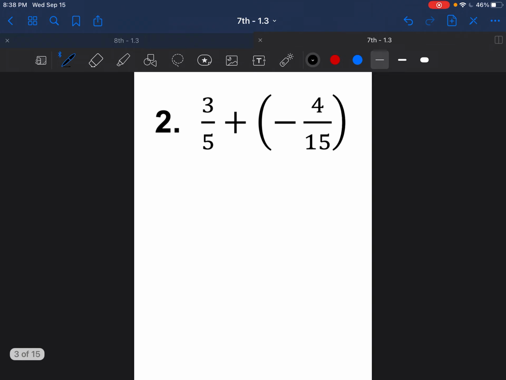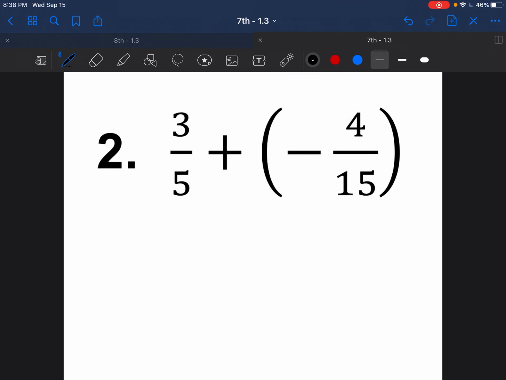Question numero dos. For those of you that would like to work ahead, I'm already giving you the answer. The answer for this problem is 1/3. Press pause right now. See if you can solve the problem. Here we go.